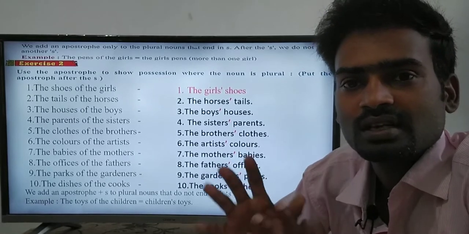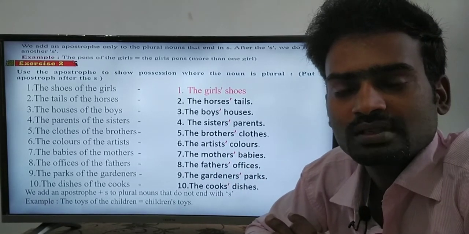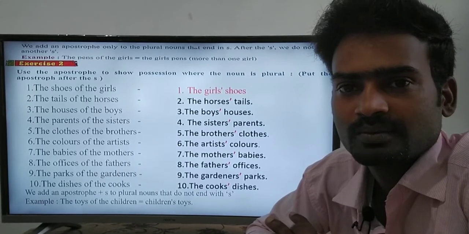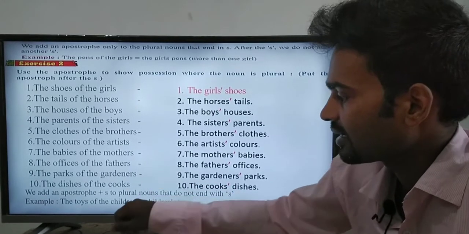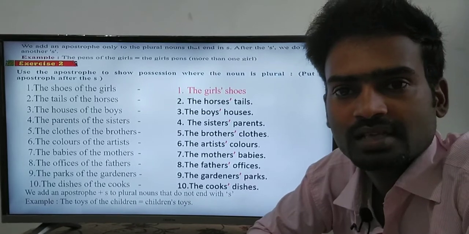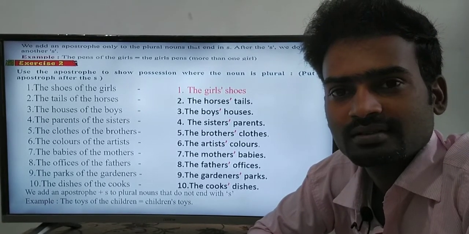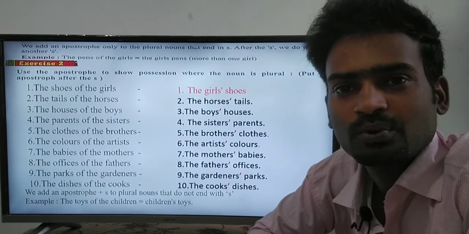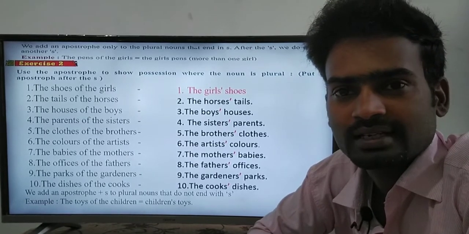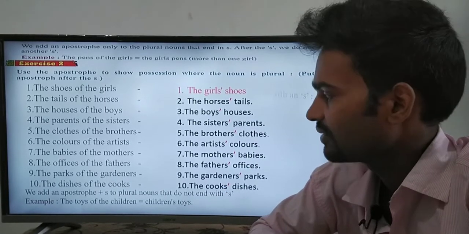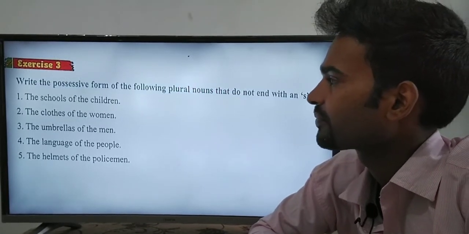So there are some plural nouns that will not end with s. For example, child is a singular, children is a plural, right? So for those types of nouns we cannot add s. We have to add only an apostrophe and then s. See here, we are going to see that in the exercises.